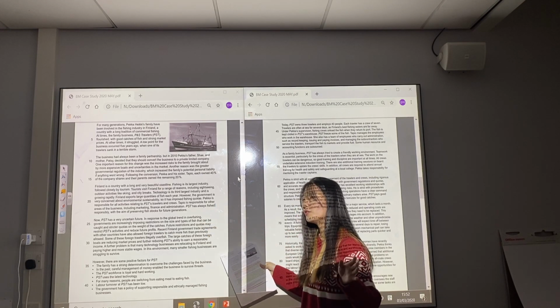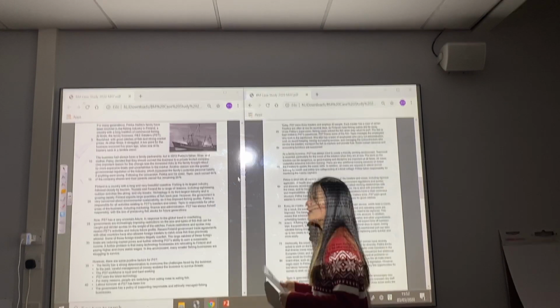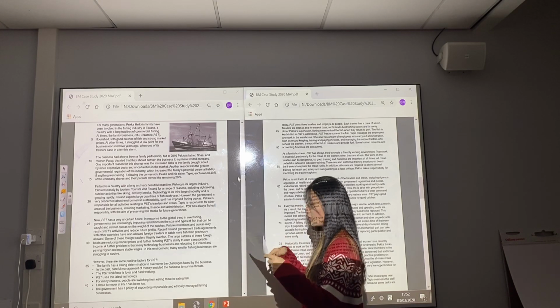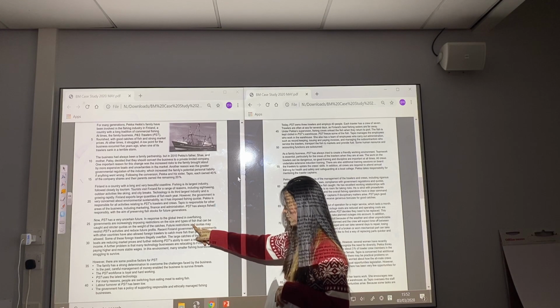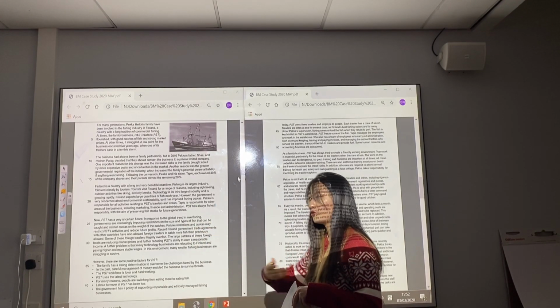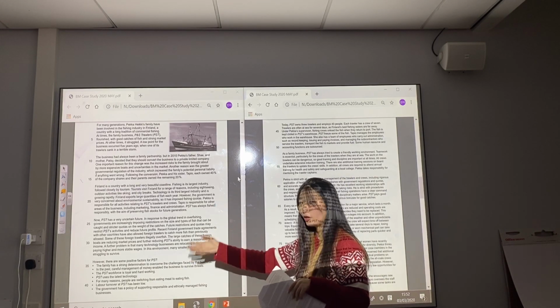We could group them into one point and say strict government regulations, but in more detail, there are differences between them. So first, there's restrictions on size and types of fish. Whereas before they could fish any fish and just sell them, now we have to choose the type of fish we're fishing because some of them are not allowed to be fished.